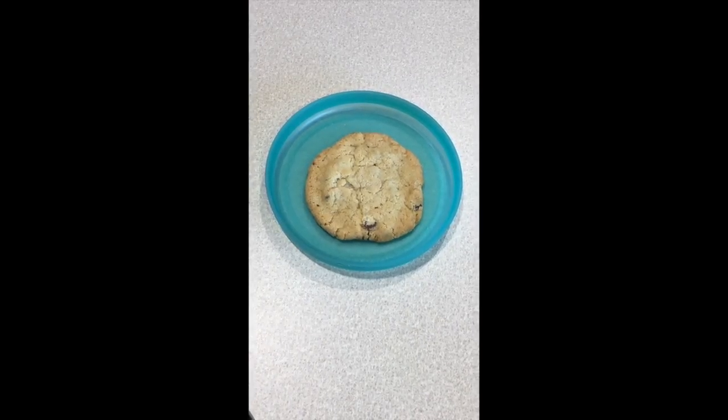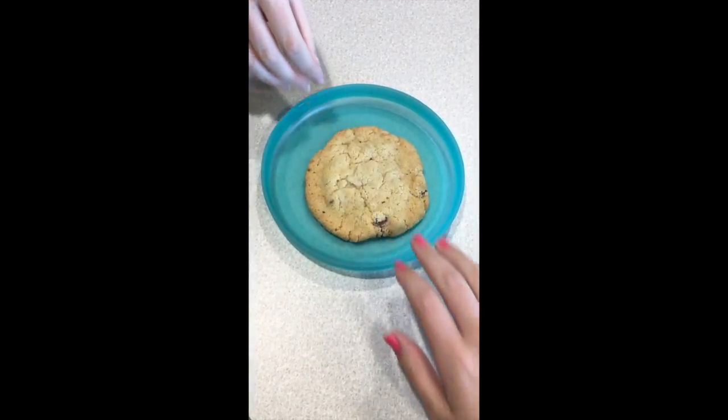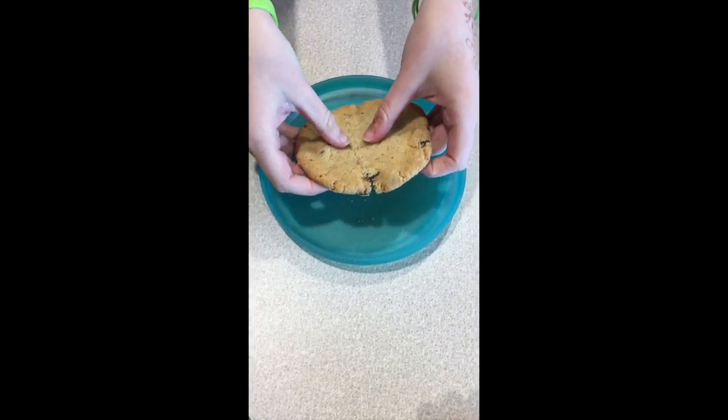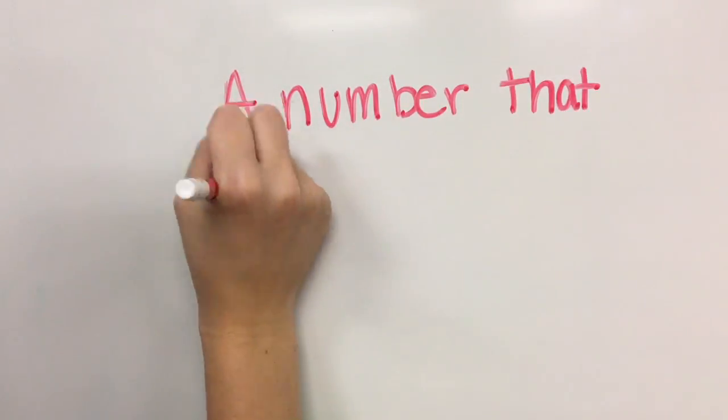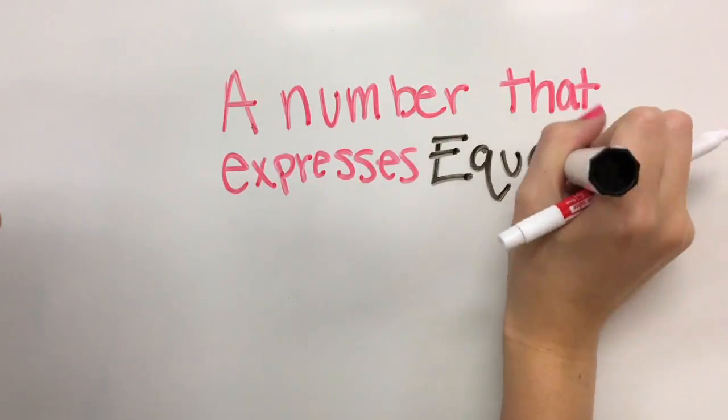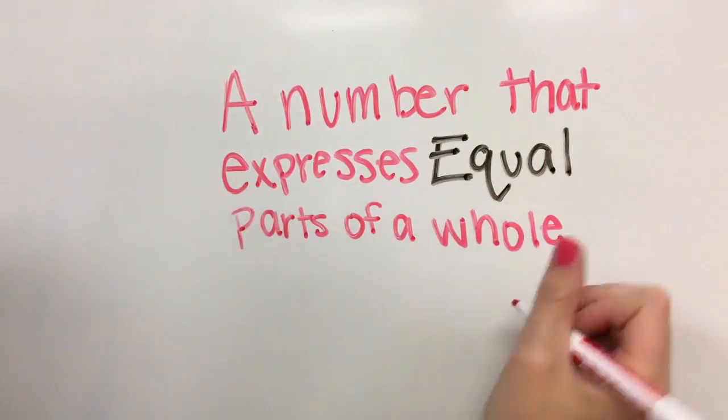Let's talk about fractions. What do you do when you only have one cookie and there's two people? You cut it in half. What is a fraction? A fraction is a number that expresses equal parts of a whole.